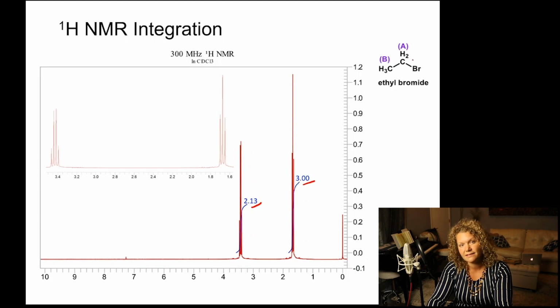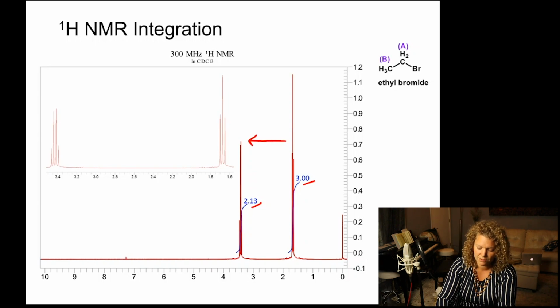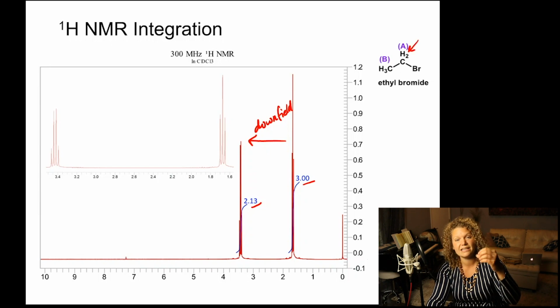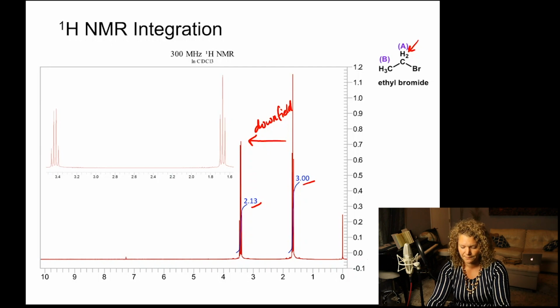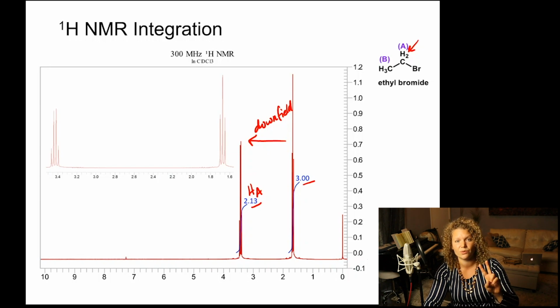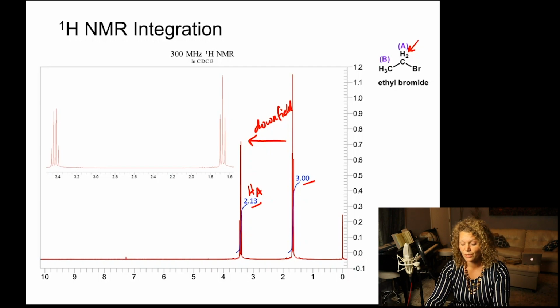This would make sense then that the CH2 compared to this methyl is shifted downfield. This CH2 is de-shielded because of its close proximity to that bromine. So here we could also determine the 2 signals and what they correspond to on ethyl bromide.